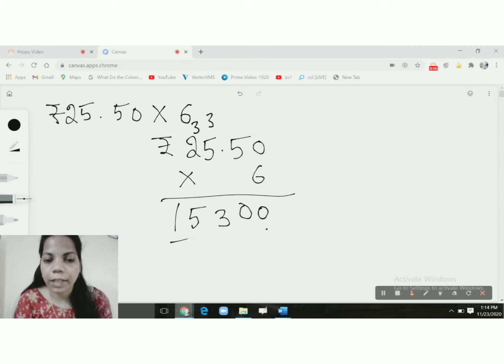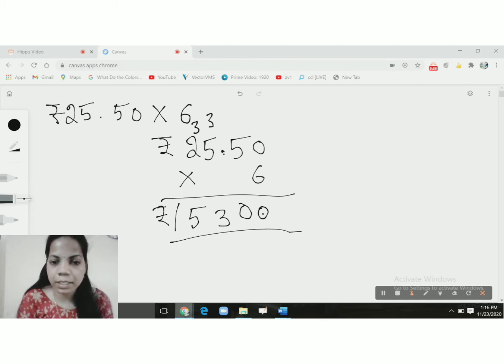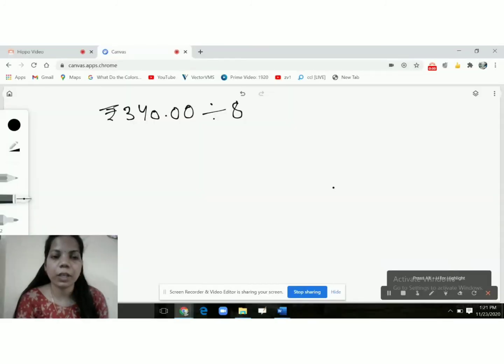Right? Now what we have to do is, we should put the decimal point, isn't it? So here we have decimal point after 2 digits, isn't it? So in the answer, we have to put decimal point after 2 digits from the right. That means 1, 2. So we have to put the decimal point here. In this way, we have to multiply money. Now let us see how we can divide money in the usual way as we do division for other numbers.